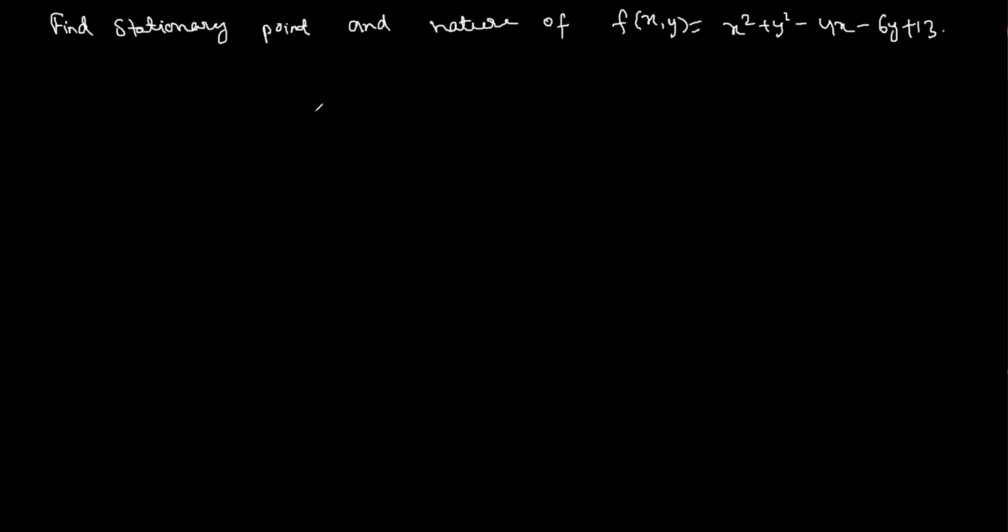First, what do we find? Nature means we have to check whether this is maxima or minima, right? First we find the stationary point. So first of all find f of x, right? F of y. This is the first step.